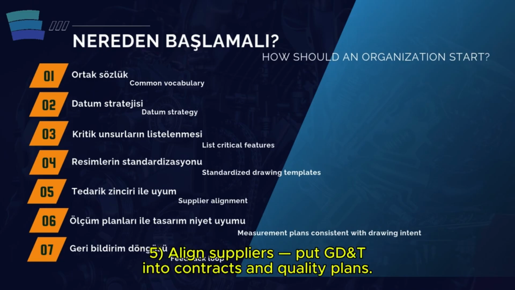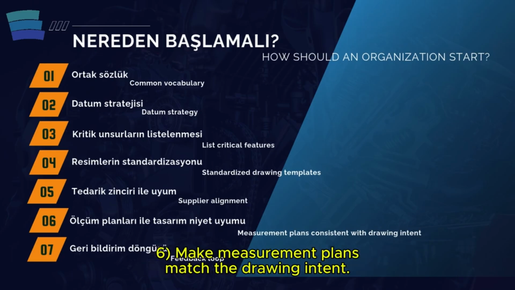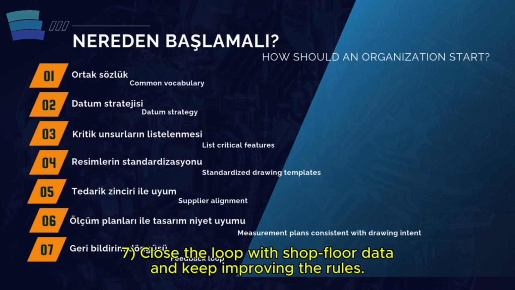Supplier alignment. Include GD&T expectations clearly in contracts and quality plans. Measurement plan alignment. Even without going into full detail, ensure that the inspection plan reflects the same rules as the drawing. Feedback loop. Use data from the shop floor and from the field to refine and improve the rules.